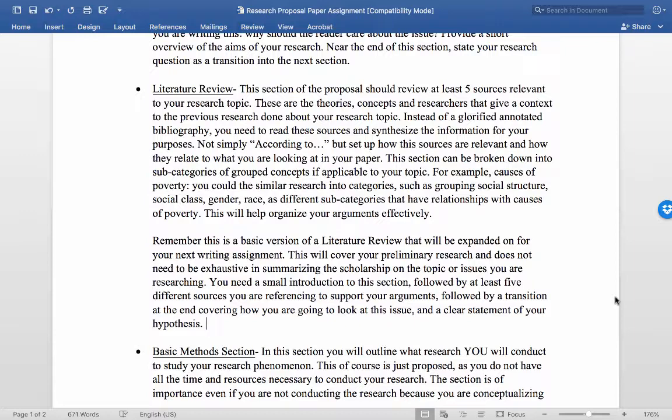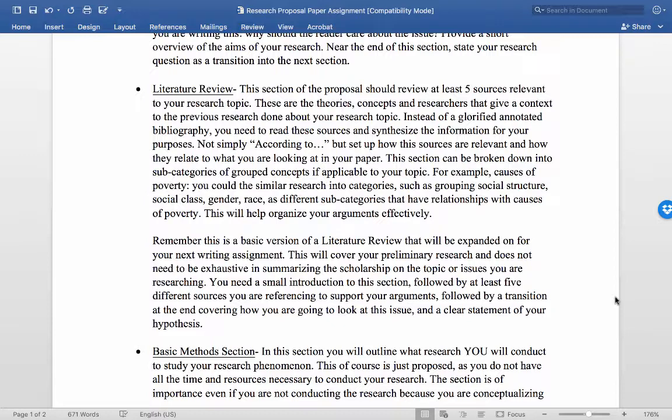So instead of just giving me an annotated bibliography where you tell me everything about the article, almost like a cut and paste version of what a research article says, this is much more analysis. You're pulling out the information that's relevant to your argument, and you're including the amount of that information that's relevant. The rest of it, you're not.